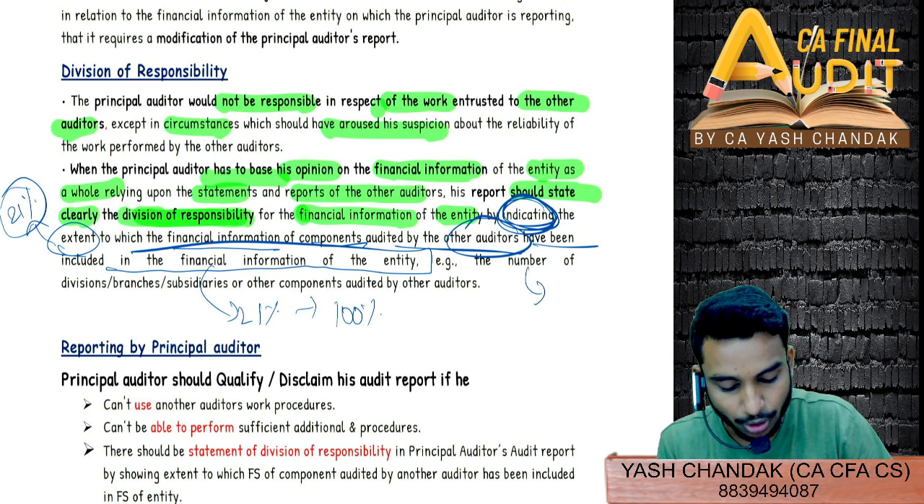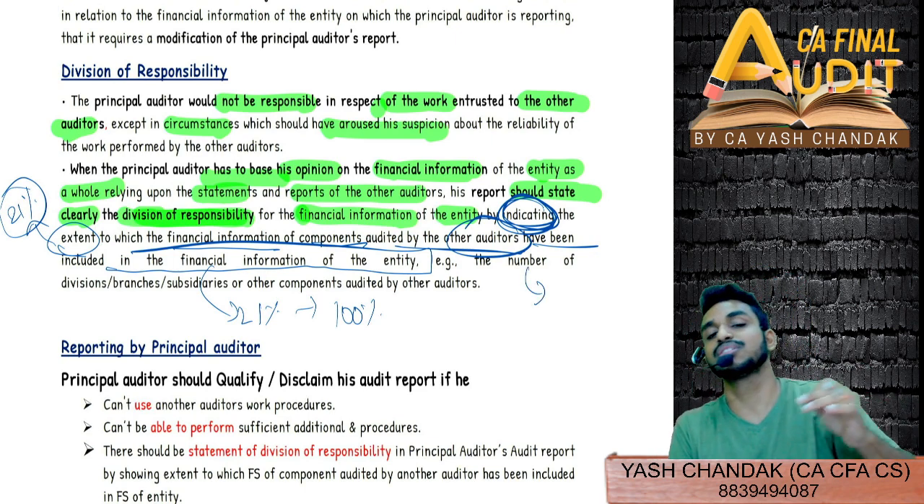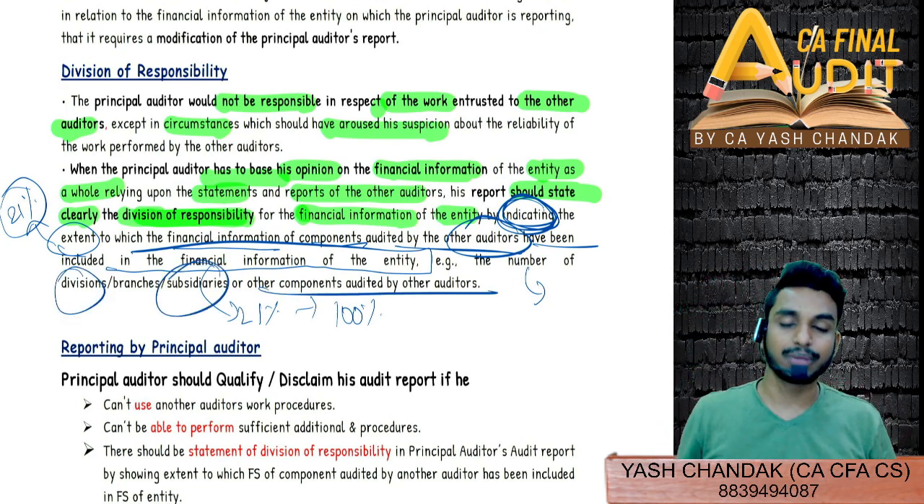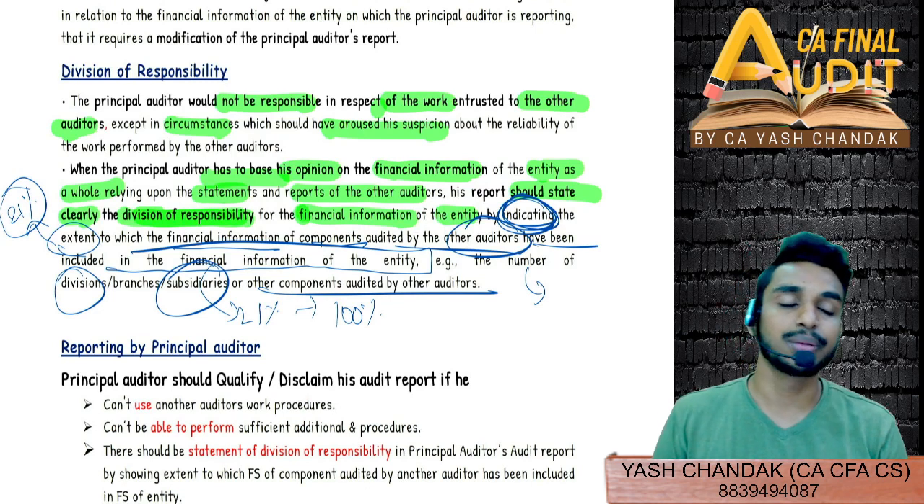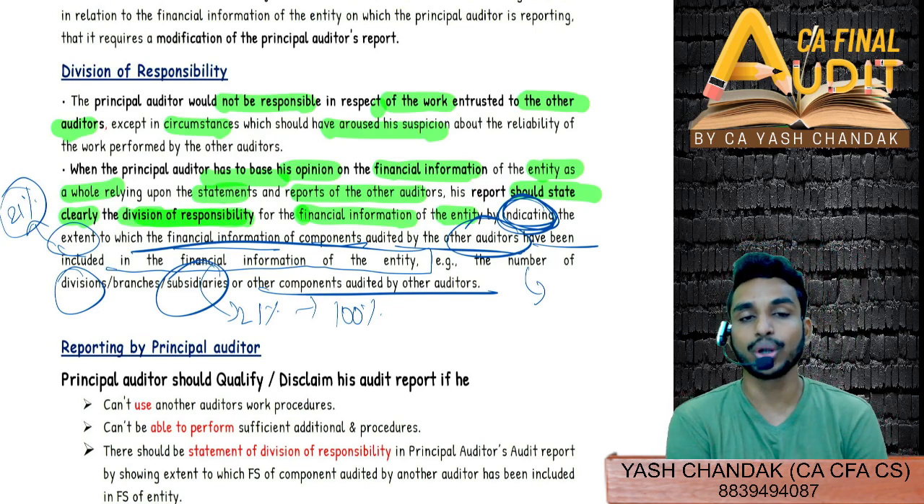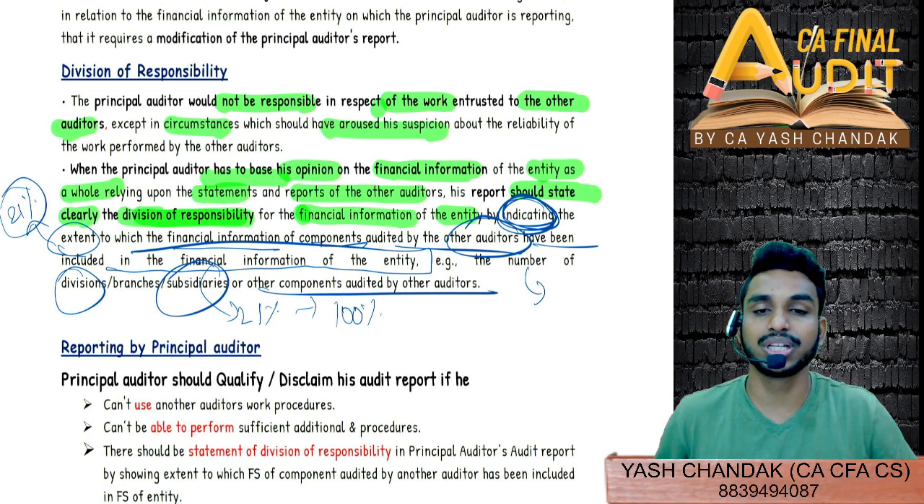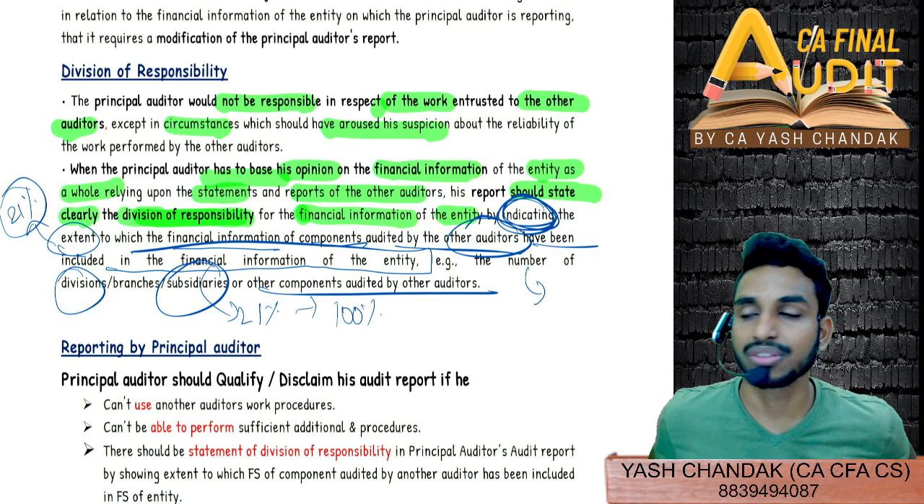An example you can give is the number of branches. You can divide it based on the number of branches, number of divisions, number of subsidiaries, or other components audited by other auditors, that is, what components are audited by other auditors and how many components we have audited as a whole as the principal auditor. So you can divide this responsibility accordingly. I hope it's understood.